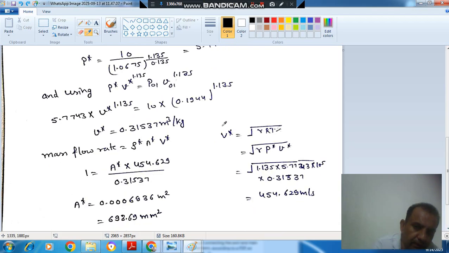Here capital V star comes as 454.629. We have used this v star, which we calculated as 0.31537, and mass flow rate is given as 1 unit, so it means 1. So the critical area comes out as 0.006936 meters square, or 693.69 mm square.